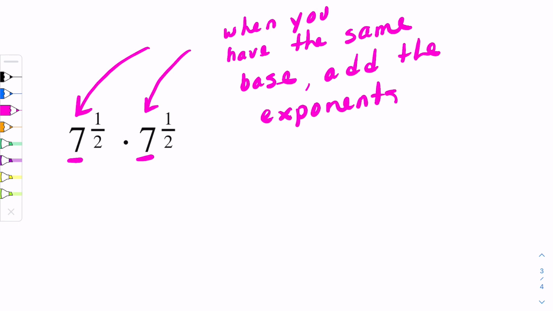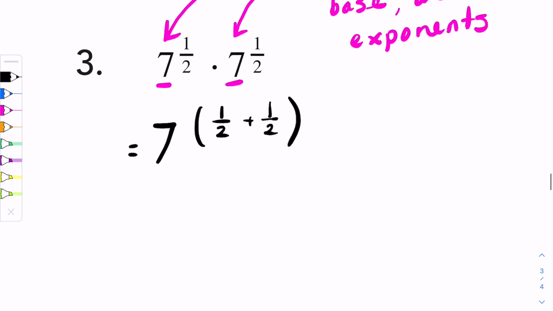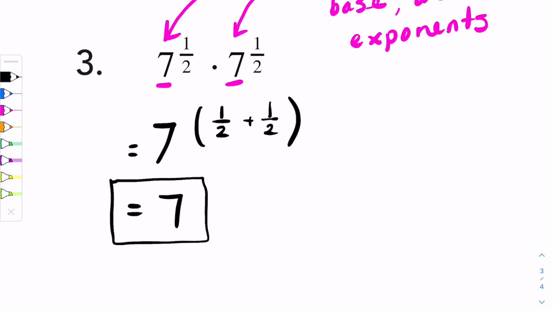And when you're adding fractions, sometimes you need to write out some extra work. I think everyone here probably knows that 1/2 plus 1/2 is just going to be a value of 1. So if we write this as 7 with an exponent of 1/2 plus 1/2, I hope you all know that that's just a value of 1. So this is just 7 to the first power, or 7. Definitely a good rule to remember that you can add the exponents when the base is the same.